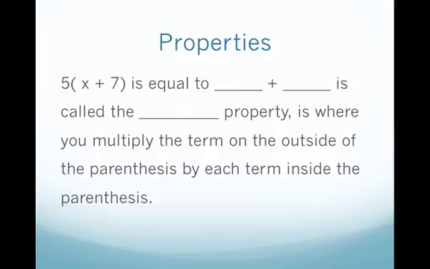5 times (x plus 7) is equal to blank plus blank is called the blank property. This is where you multiply the term on the outside of the parentheses by each term inside the parentheses. So in the first two blanks, you're going to tell me what you get when you multiply 5 times x and then 5 times 7. And then in the third blank, you're going to write what property this is.